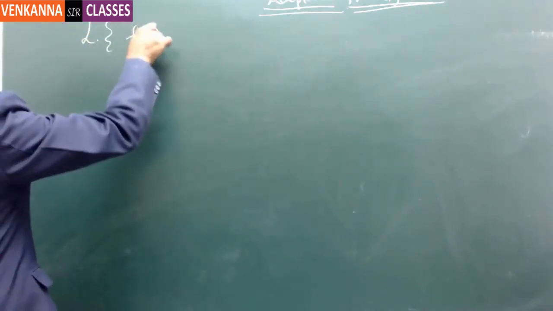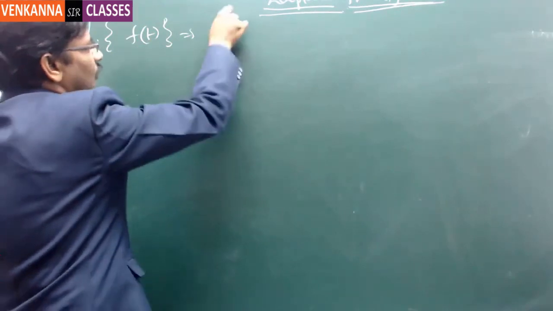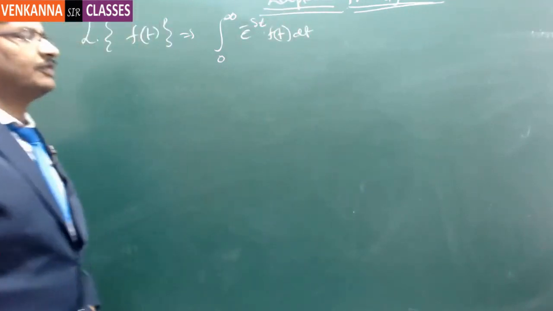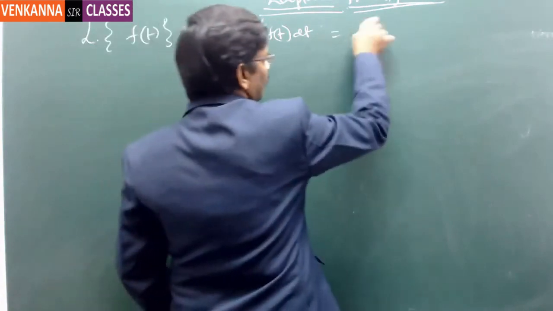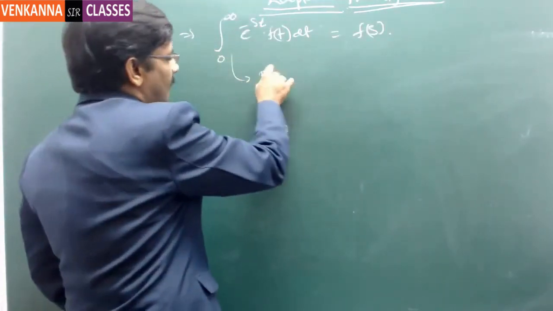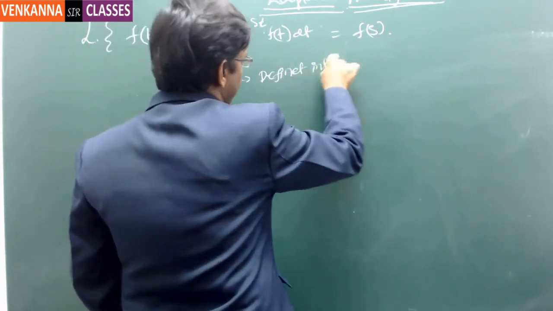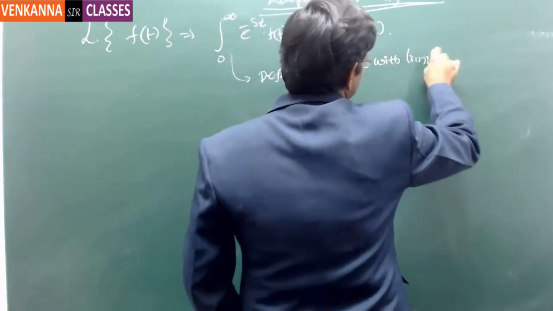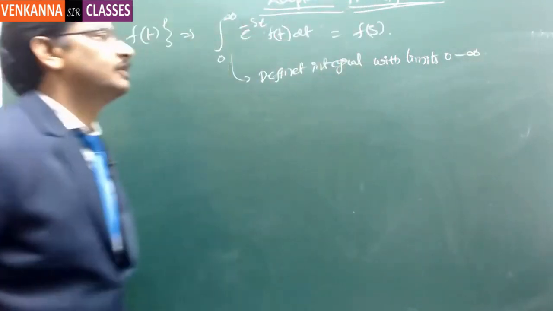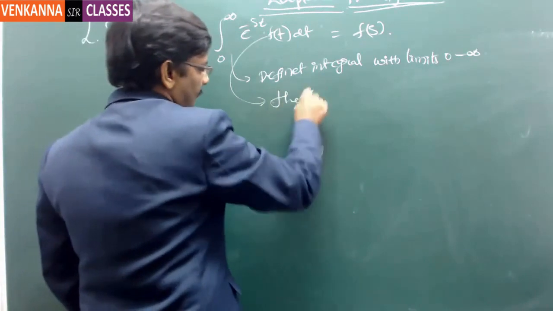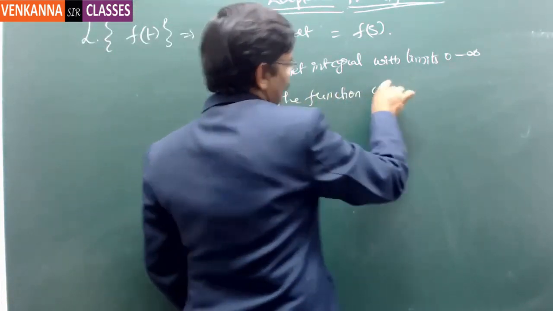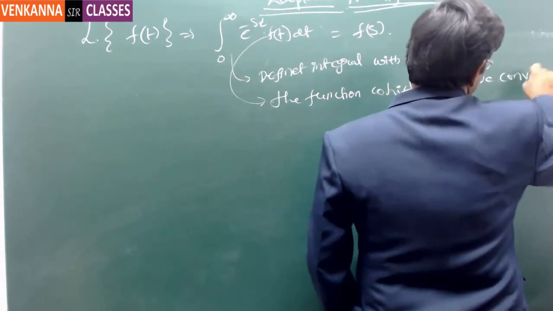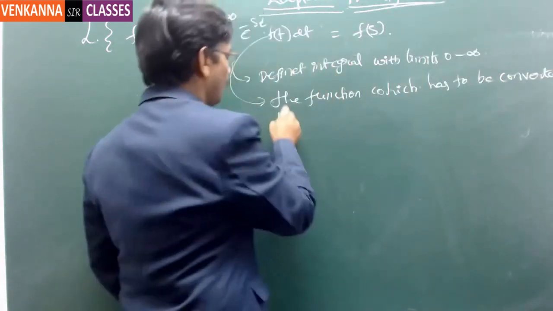Laplace transform of any function f of t is defined as integral 0 to infinity e power minus st f of t dt. This is the Laplace transform definition. Now this will convert into a function of s alone, because this is a definite integral with limits 0 to infinity. This is a definite integral, and this is the function which has to be converted into Laplace domain.